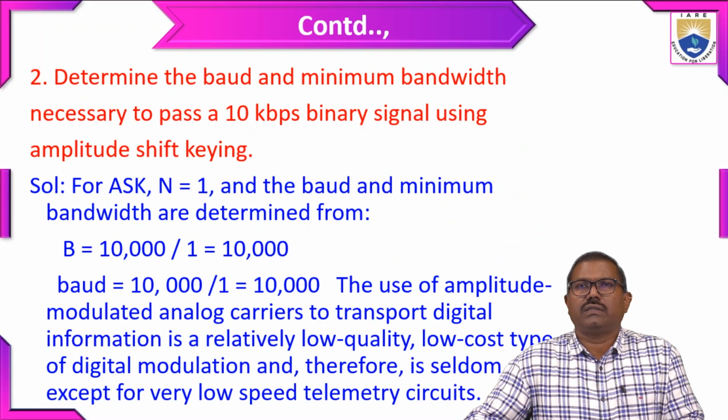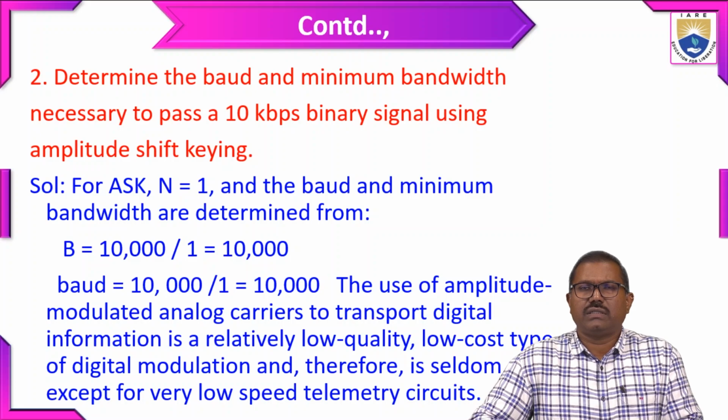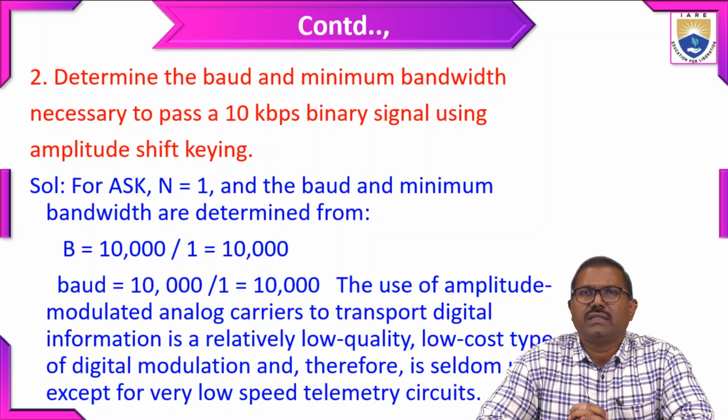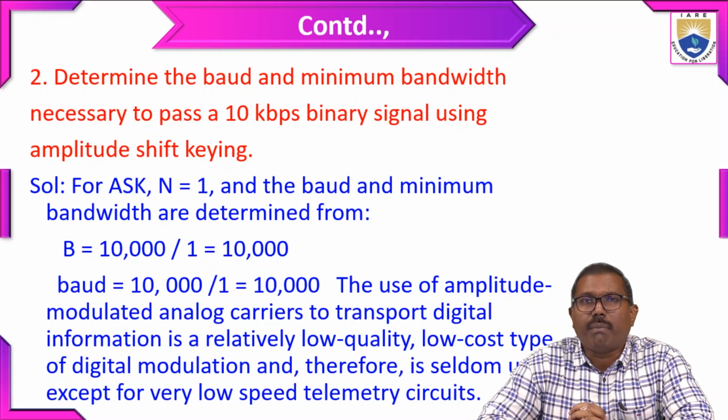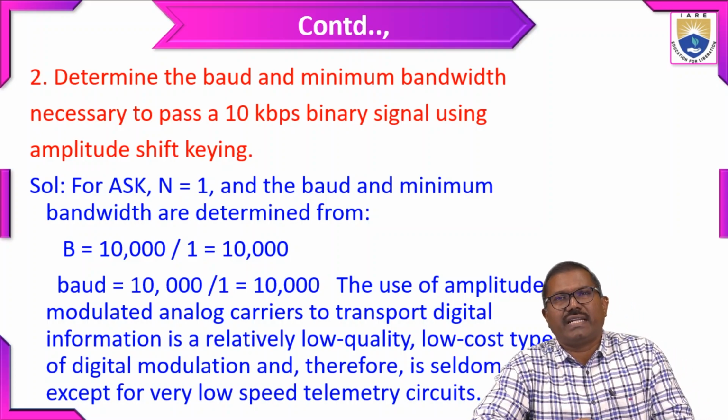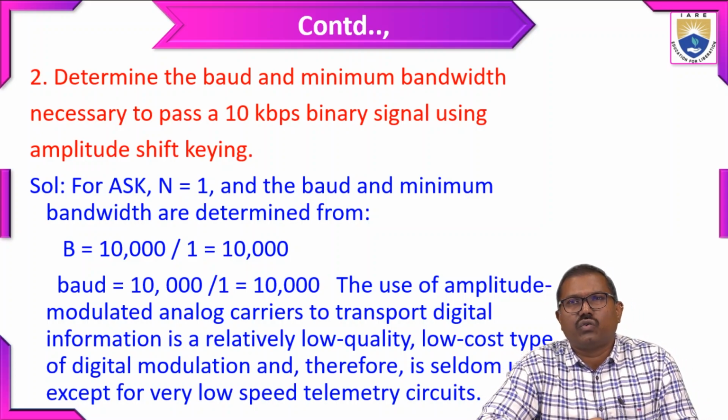So coming to the second one: determine the baud and minimum bandwidth necessary to pass a 10 kbps binary signal using amplitude shift keying, ASK. For ASK, n is equal to 1. N means the number of bits you can send, only 1 bit at a time. So n equals 1.